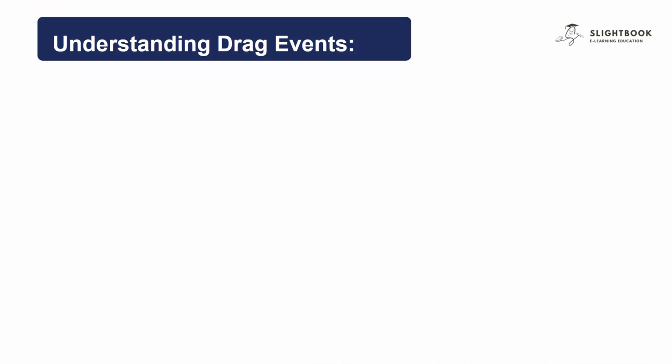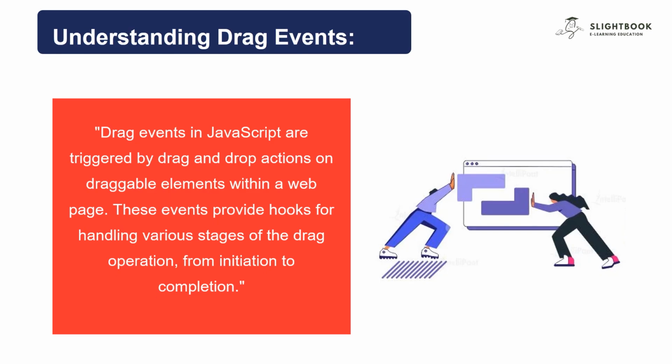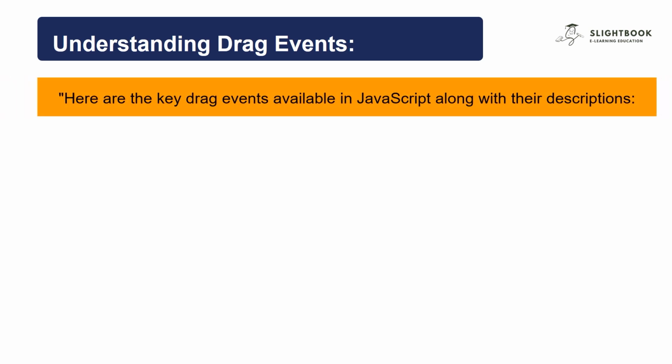Understanding drag events. Drag events in JavaScript are triggered by drag and drop actions on draggable elements within a web page. These events provide hooks for handling various stages of the drag operation from initiation to completion. Here are the key drag events available in JavaScript along with their descriptions.